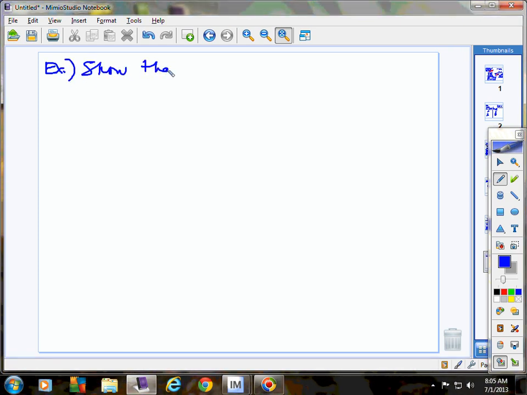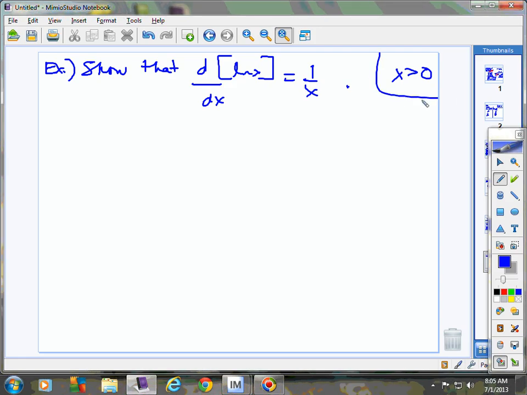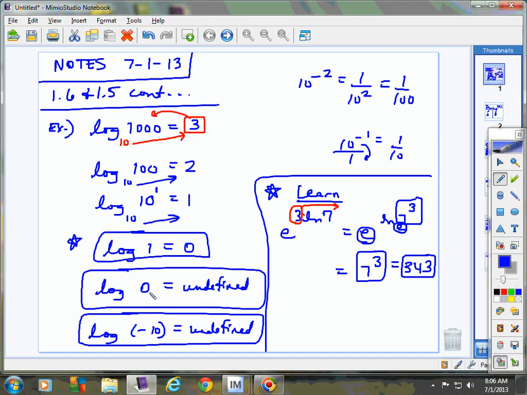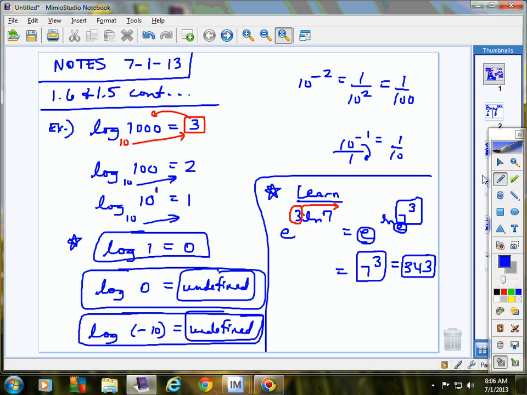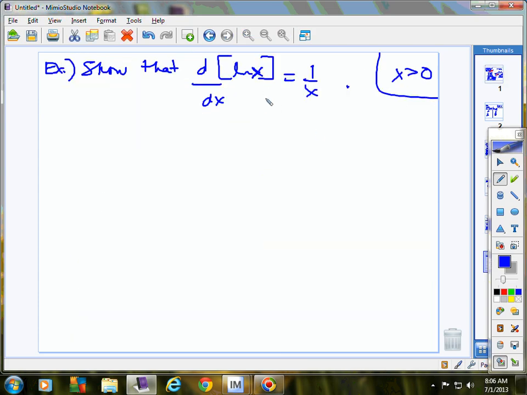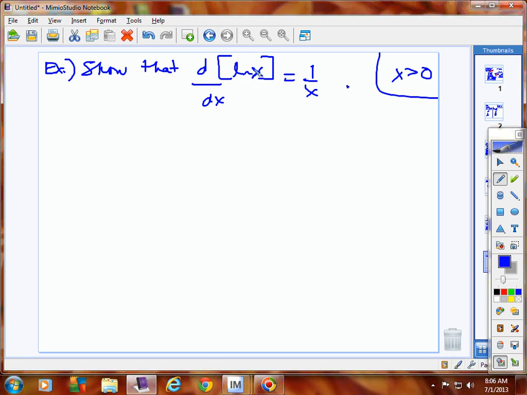Show that the derivative of ln of x is 1 over x. And they tell us that x is positive. It's because we don't want an ln of a negative or a 0. It's what happened earlier when we tried to find ln of zeros and negatives. Undefined, right? So we're just keeping it real, right? Like Randy Jackson on American Idol. We're keeping it real. We'll keep our x positive, so we have a real number here.